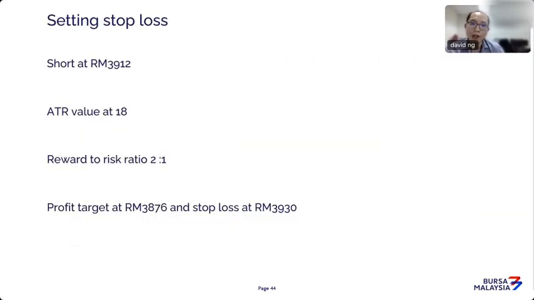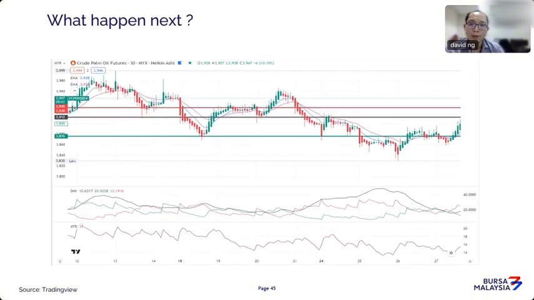So again, you work on the ATR value to determine your profit target and your stop loss level. So this is what happened once you have established your profit target and your stop loss level accordingly.